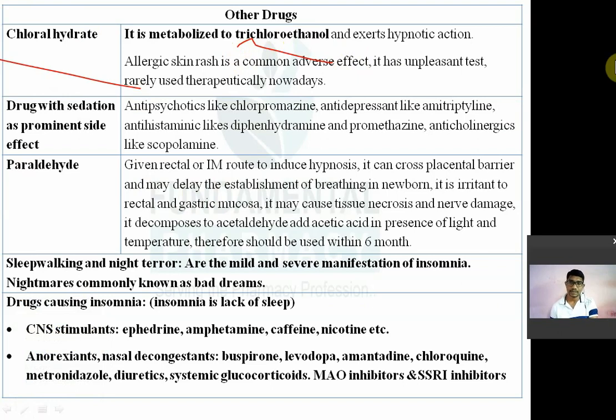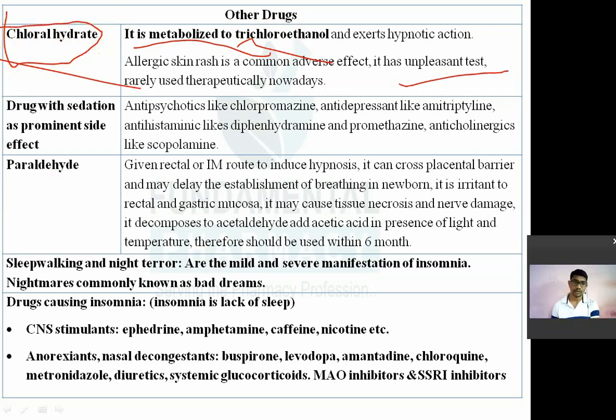It exerts hypnotic action. Okay, adverse effects are like allergic skin reaction. It has an unpleasant taste. Taste अच्छा नहीं है. Rarely used in the therapeutics nowadays. It is not used nowadays. But आपको यहाँ पे क्वेश्चन अगर आ गया ट्राइक्लोरोइथेनॉल इज एक्टिव मेटाबोलाइट ऑफ chloral hydrate. Chloral hydrate can be metabolized inside the body into trichloroethanol.